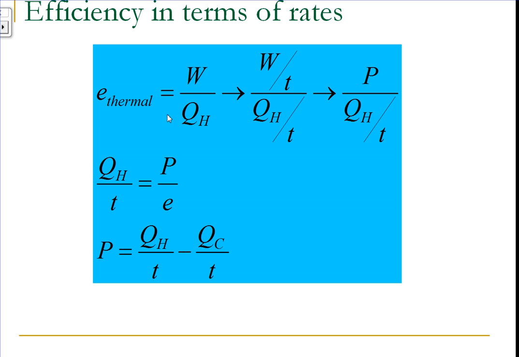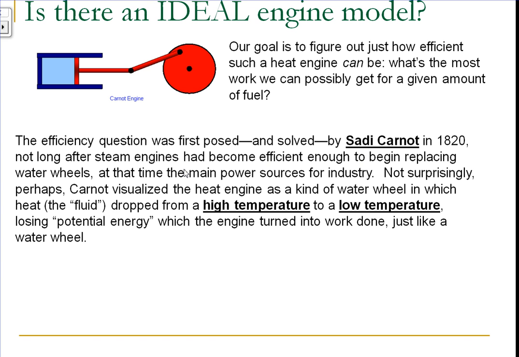Let's look at the efficiency. Another way to write the efficiency is work divided by QH. By doing a little magic manipulation, I get that's the power divided by QH per T. You could also write QH divided by T as power divided by efficiency. I wouldn't worry too much about those equations.